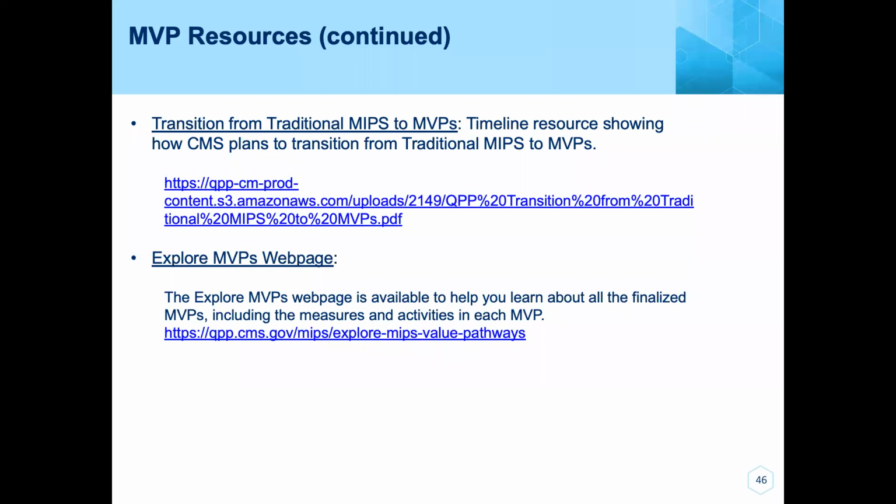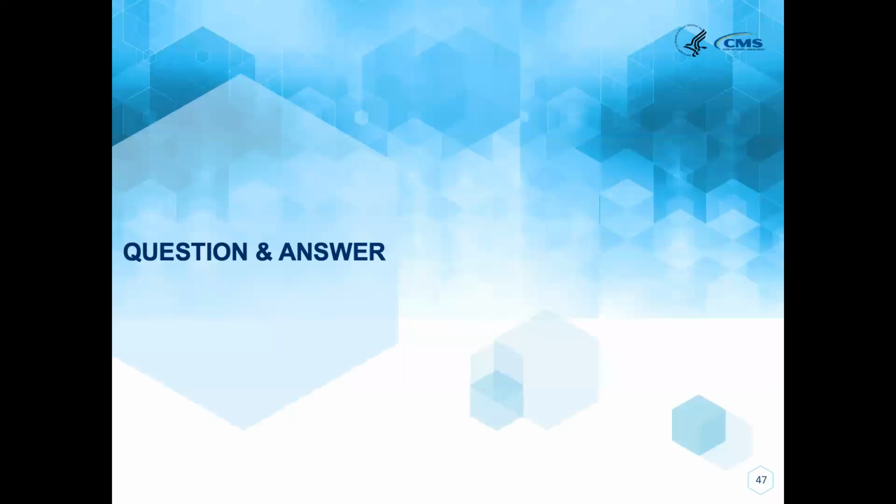This link will give you the transition from traditional MIPS to MVPs. It's showing you how CMS plans to make that transition. And then the Explore MVPs webpage. It helps you learn about all the finalized MVPs, including the measures and activities within each MVP. We're now going to move into the question and answer portion of our webinar today. Thank you very much.